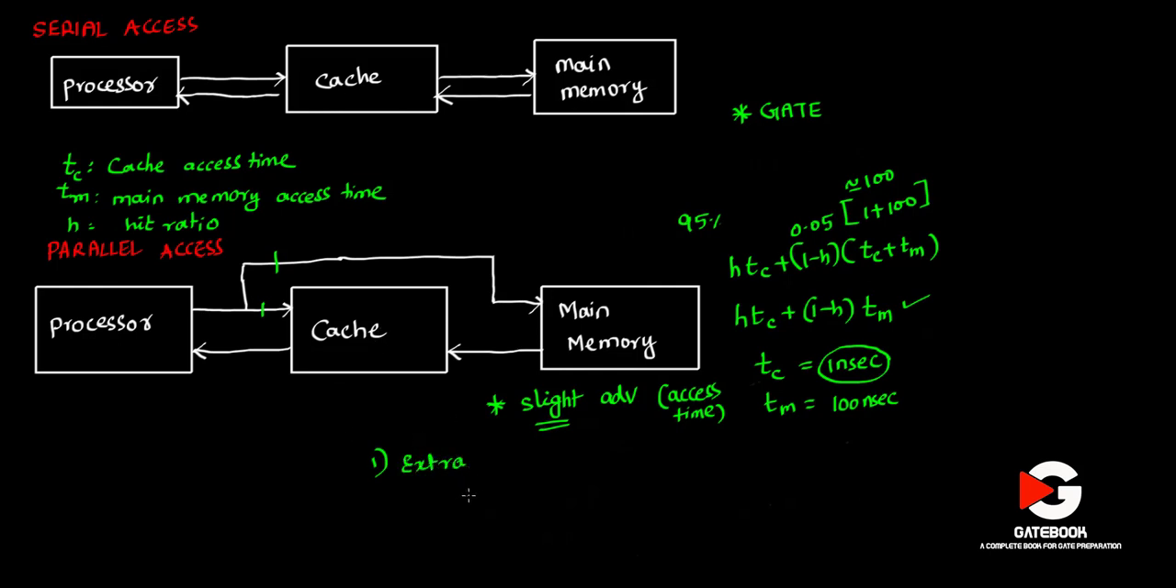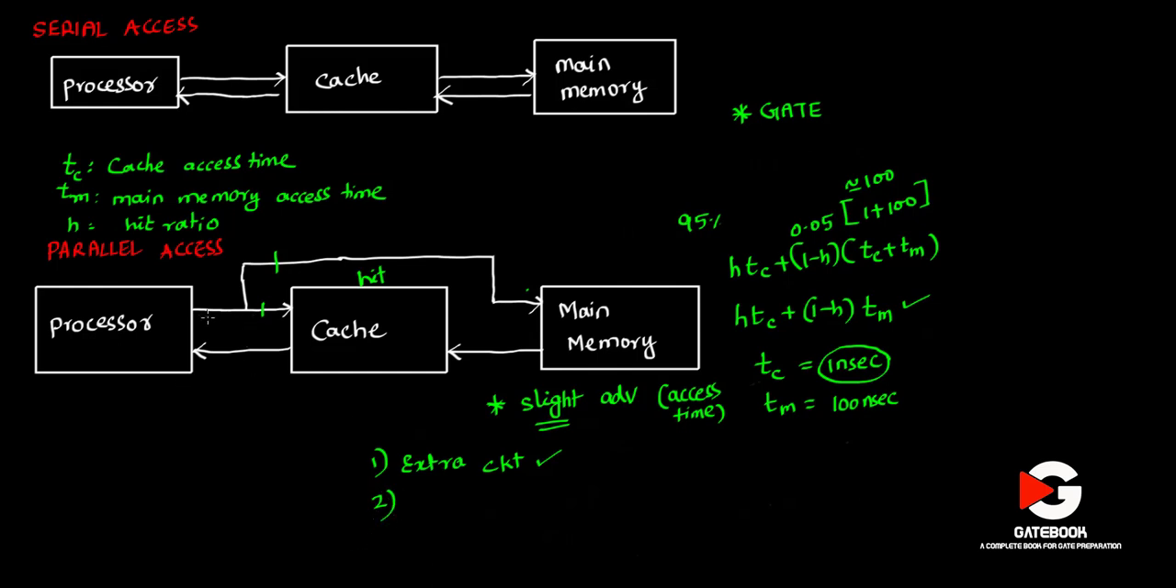Sir, can you please elaborate why extra circuitry is needed? Simple. Because you are accessing main memory and cache in parallel, if a cache hit occurs, by that time you are already accessing the main memory, isn't it? So you have to stop it immediately whenever there is a hit. To stop it, you need a circuitry, right? A complicated circuitry is required.